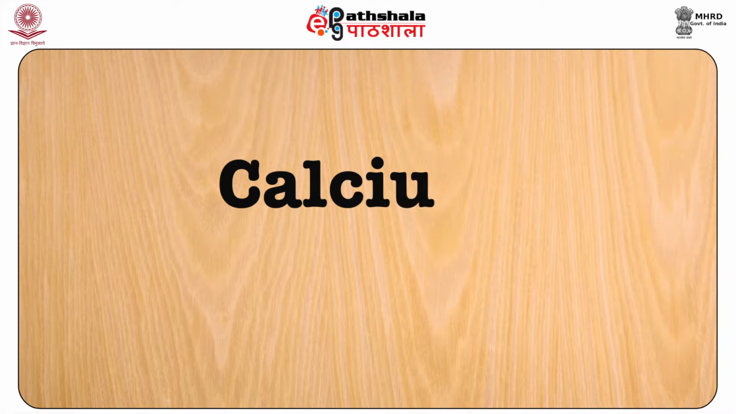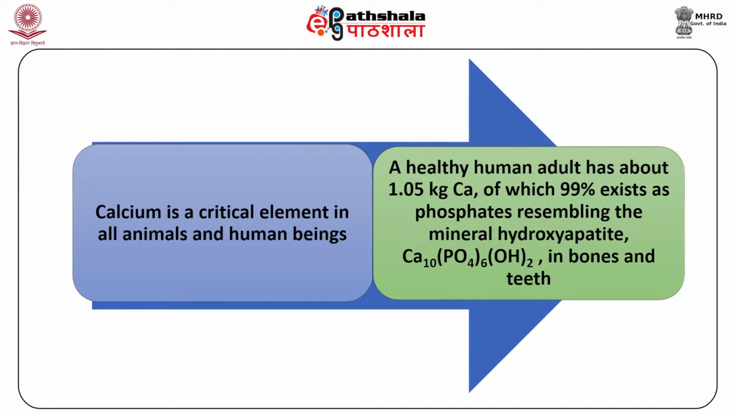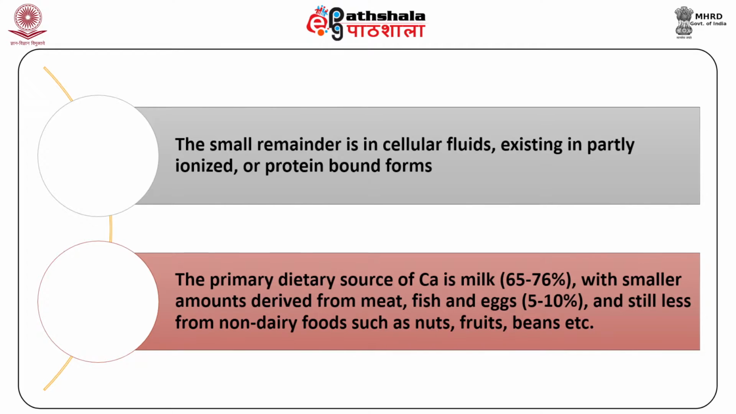Calcium. Calcium is a critical element in all animals and human beings. A healthy human adult has about 1.05 kilogram calcium, of which 99% exists as phosphates, resembling the mineral hydroxyapatite in bones and teeth. The small remainder is in cellular fluids, existing in partly ionized and protein bound forms.